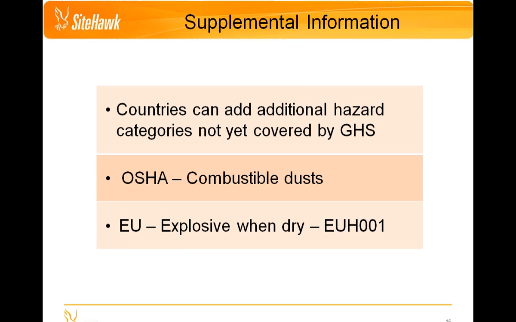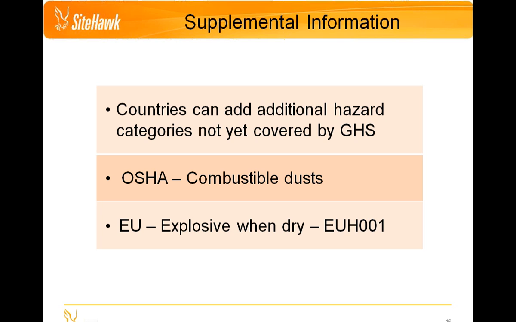So countries can also add additional hazard categories not yet covered by GHS in the form of supplemental information. The reason GHS allows for this is because the GHS may not be covering all the hazards that an agency or regulatory body thinks should be covered, or is not covering certain hazards that were covered under their guidelines. So for example, there's a lot of talk out there that OSHA is going to be adding an additional hazard category for combustible dust.